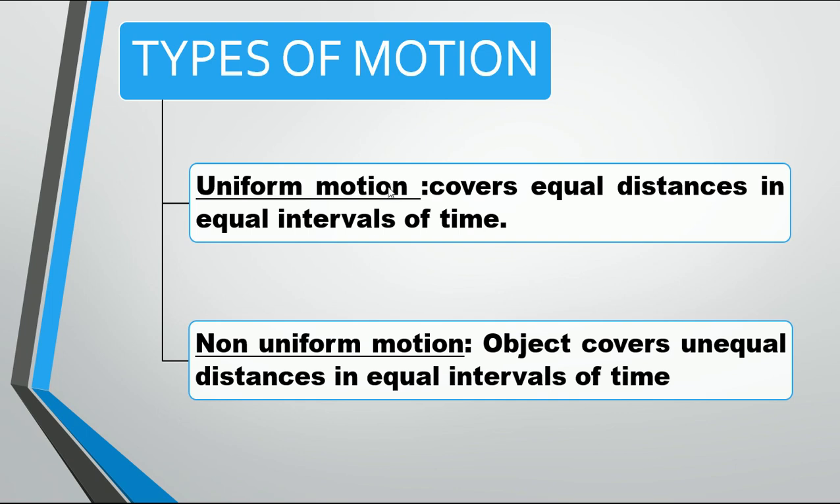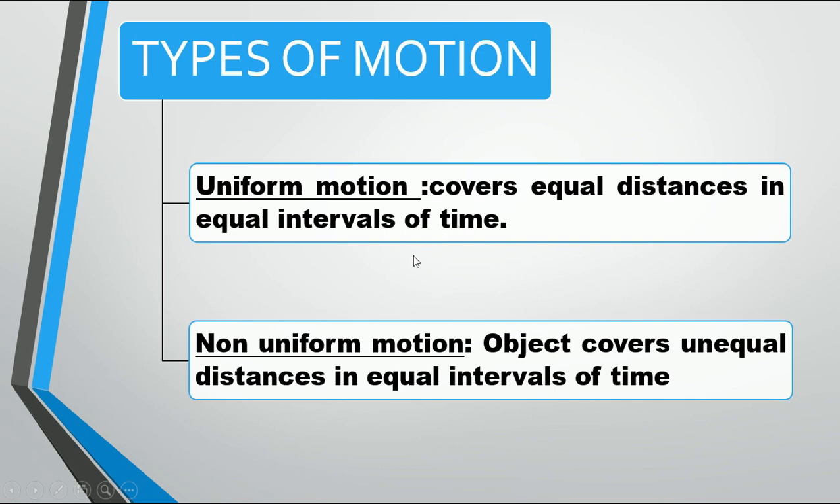So if an object covers equal distances in equal intervals of time, then we say that an object is in uniform motion. Then what do you mean by non-uniform motion? If the object covers unequal distances in equal intervals of time, then we say that object is in non-uniform motion. For example, when a car is moving on a crowded street, that is an example of a non-uniform motion. So these are the types of motion.